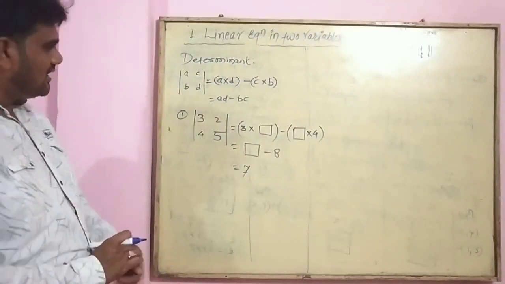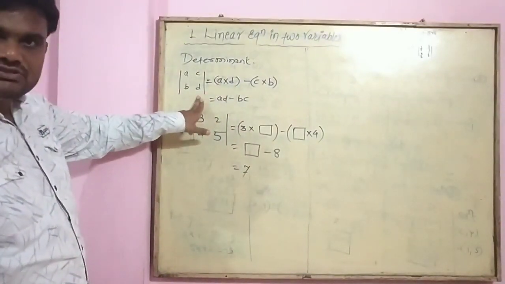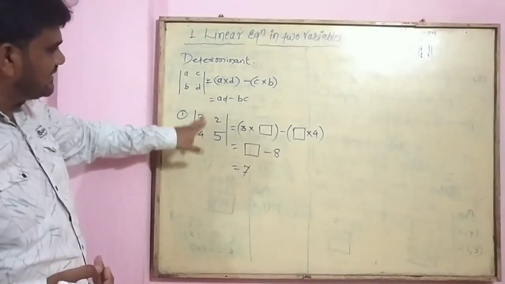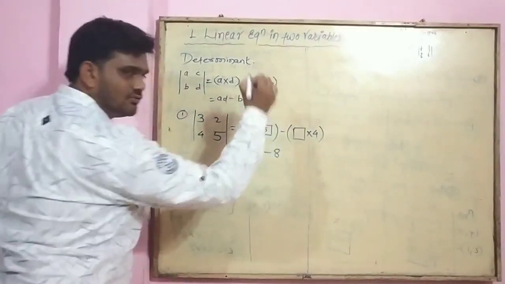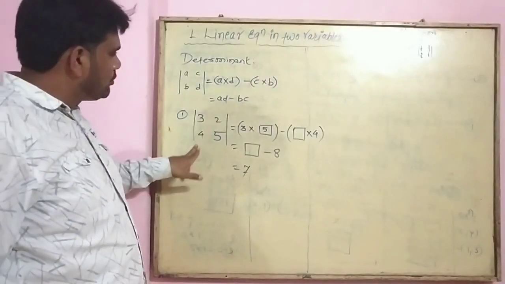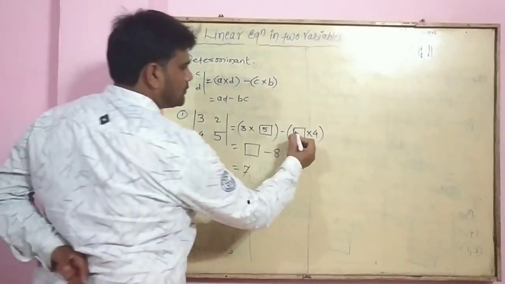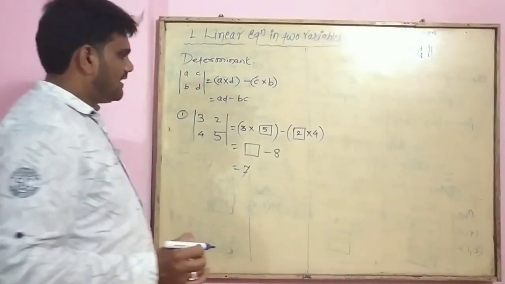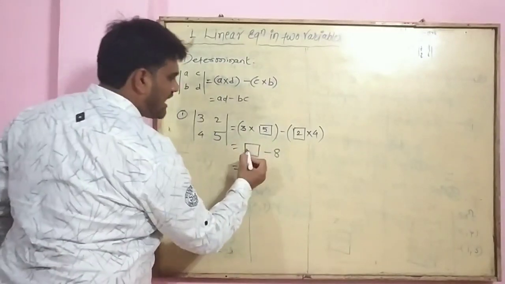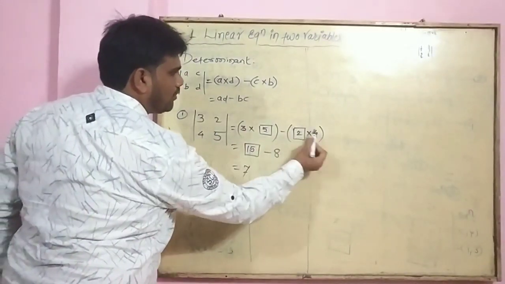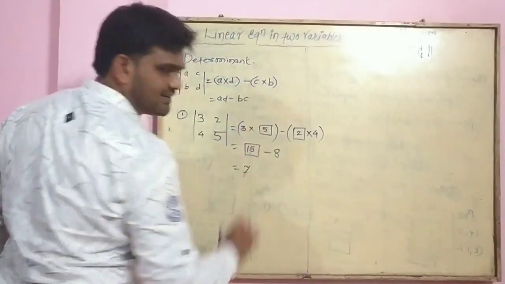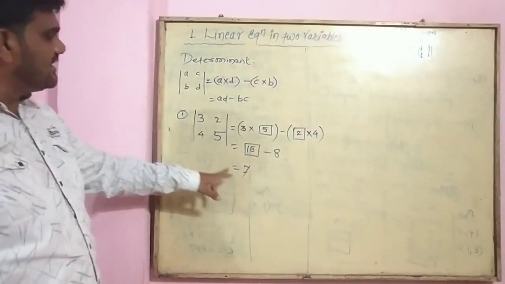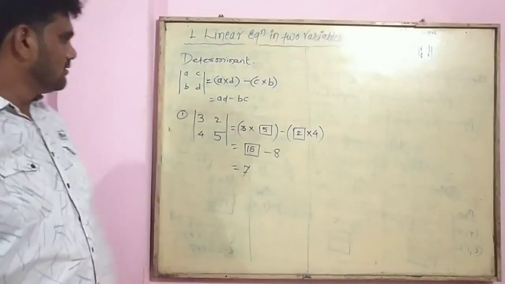Now see here what we have just discussed, that is cross multiplication, meaning 3 into 5. So you have to write here 5. 2 into 4, that is 2 into 4. Again 3 5s are 15, 4 2s are 8, already given here. 15 minus 8, that's it. Means this determinant is equal to 7.